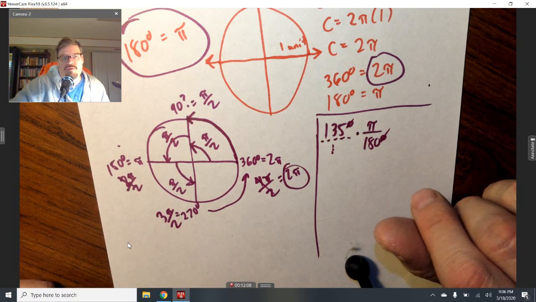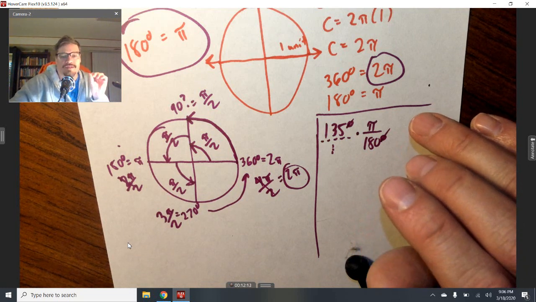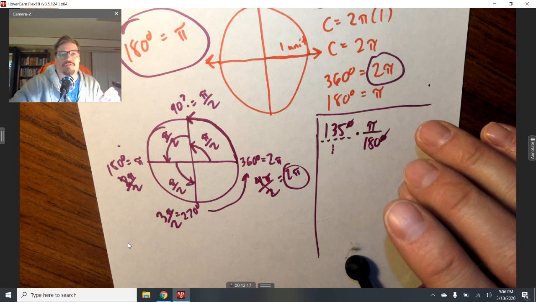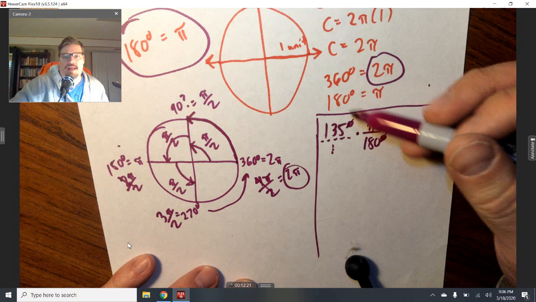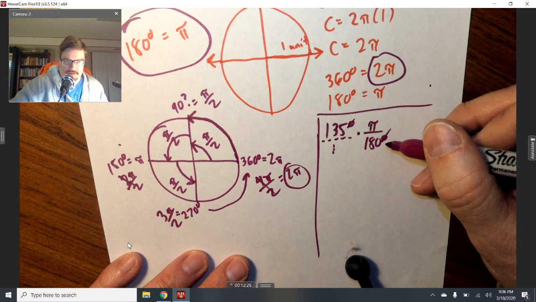Rarely is it in decimal form until calculus, all right? But right now, when we're focusing on this unit, we're going to focus on how I look at angles in terms of pi radians. And so now the degrees cancel out, okay? So let's think. Pi is now introduced.